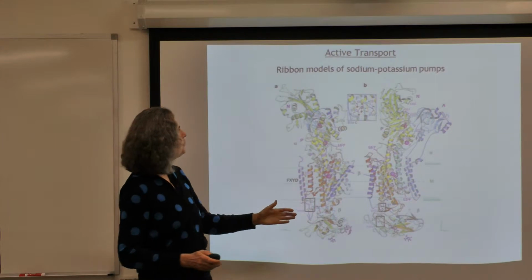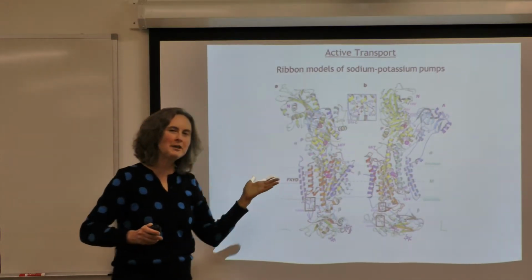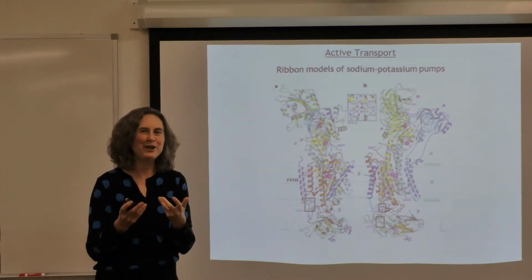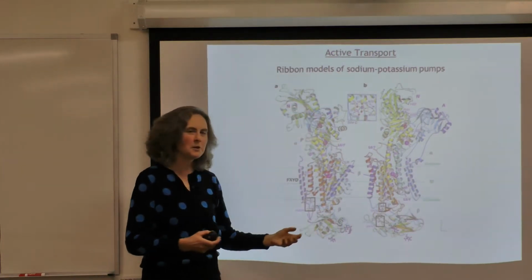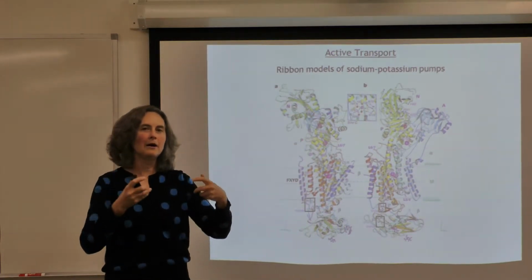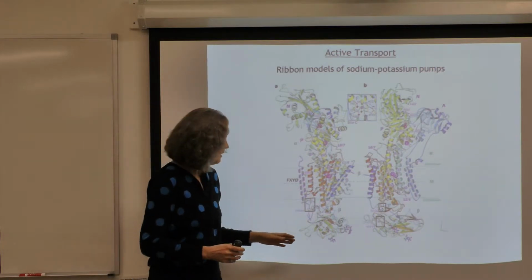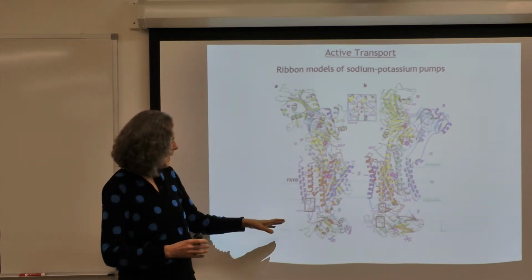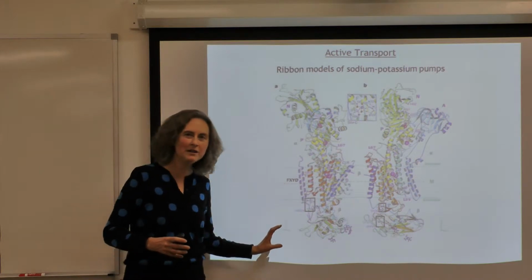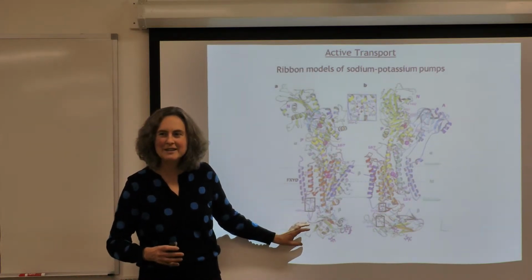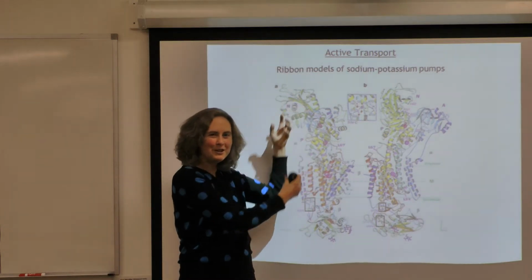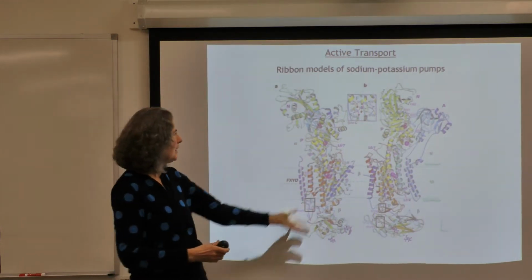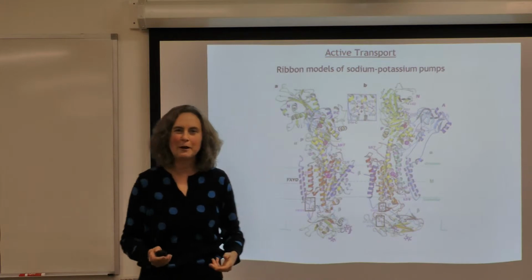Now I wanted to show you these ribbon models of the sodium-potassium pump because the shape change is really important. Looking at these models, which are based on what we really know about the structure of the pump, I can much more easily imagine that if the energy of an ATP comes along and interacts with this, that's going to cause this whole thing to shift in its structure and move that ion across the membrane.